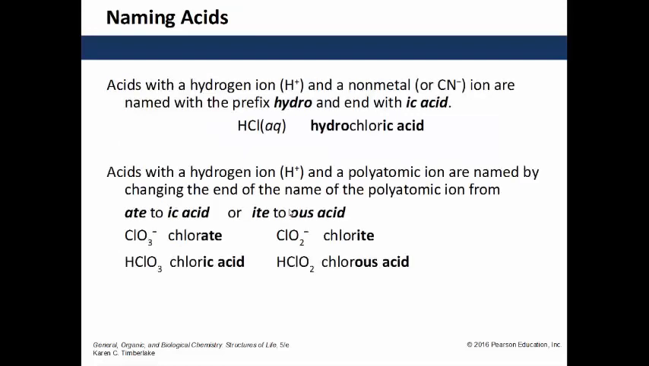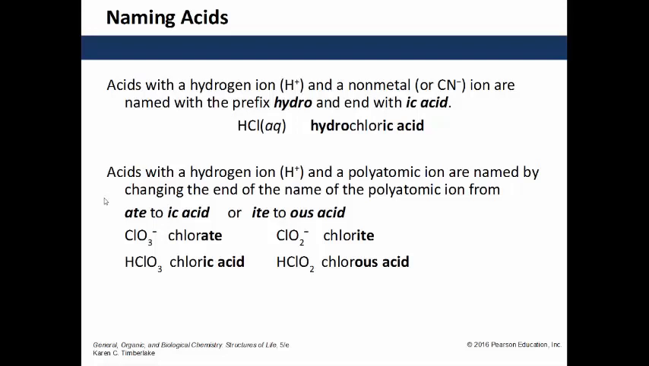Moving on to naming acids. Acids with a hydrogen ion and a non-metal, or the cyanide ion, the CN with a -1 charge, will be named with the prefix hydro, then end with the ending ic, acid. So for example, HCl, hydrochloric acid.